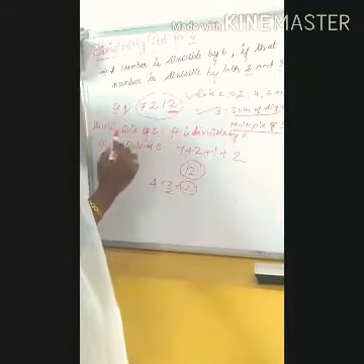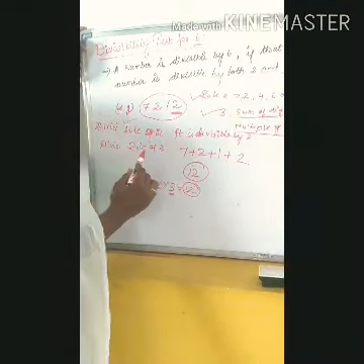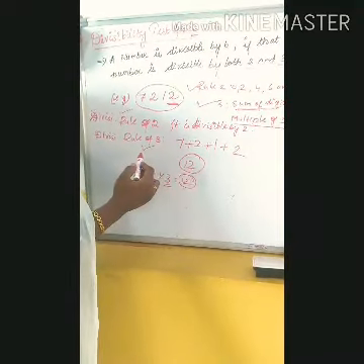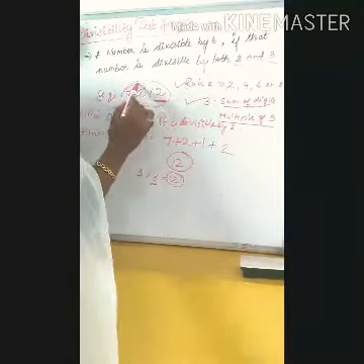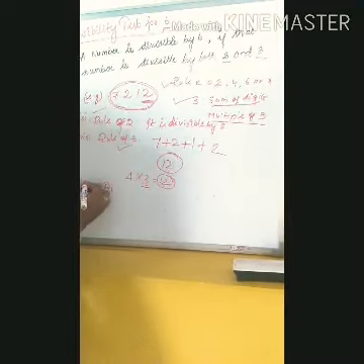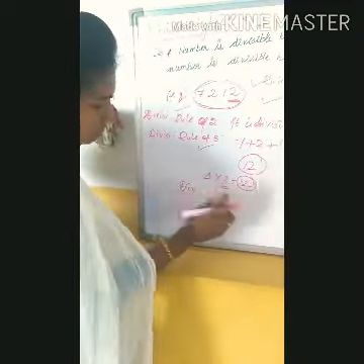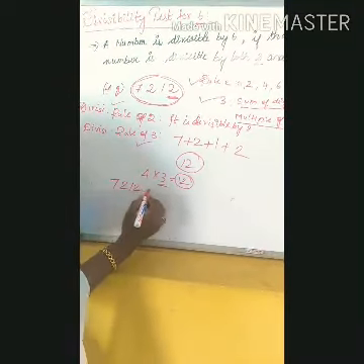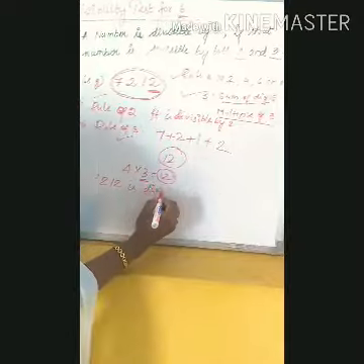So this number satisfies the divisibility rule for 3, and it satisfies the divisibility rule for 2 as well. So this number 7212 is divisible by 6. Therefore, 7212 is divisible by 6.